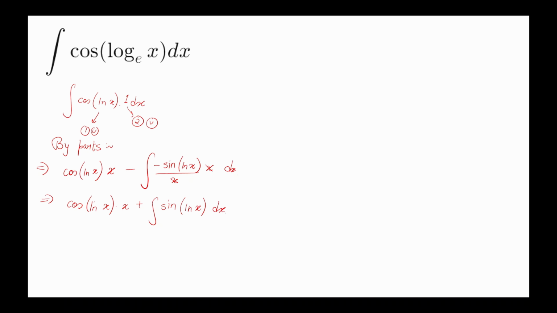Now again you can see that sine ln x is something which you cannot integrate directly. So again I'll use my by parts, assuming that there is a constant 1 multiplied here. So this would be my u and this 1 would become my v function again.